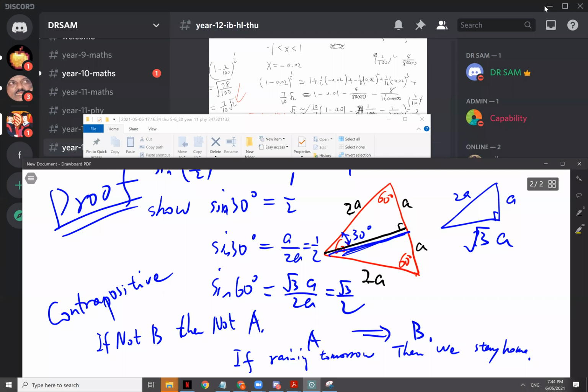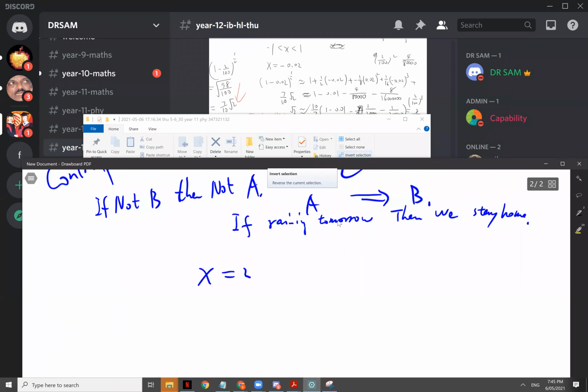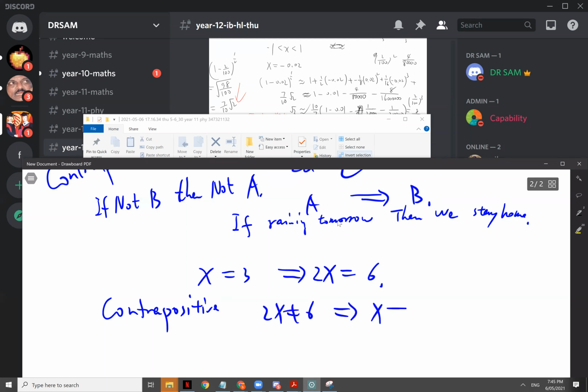Contrapositive. In logic, in mathematics, A to B and the contrapositive are equivalent. If you can prove the contrapositive correct, then A to B is correct. For example, let's check a math one. x equals 3, and then 2x equals 6. That's correct, right? What's the contrapositive? The contrapositive will be: 2x not 6, then x not 3.